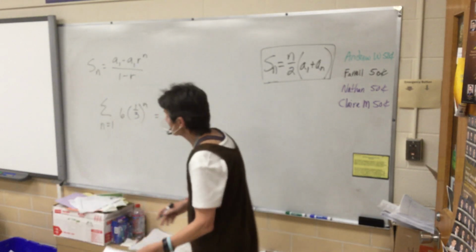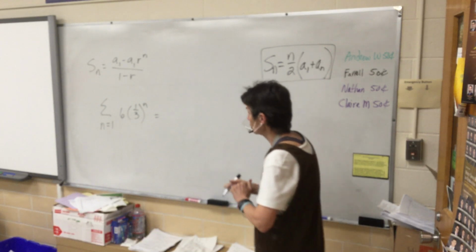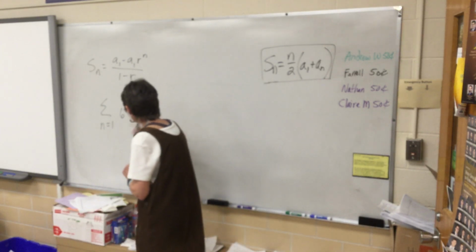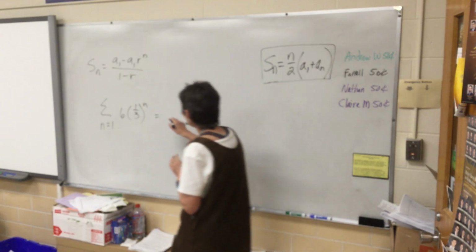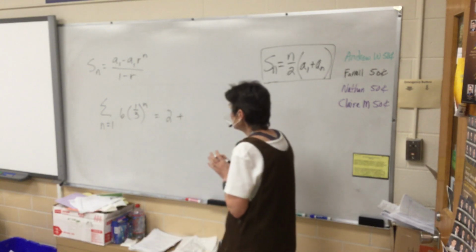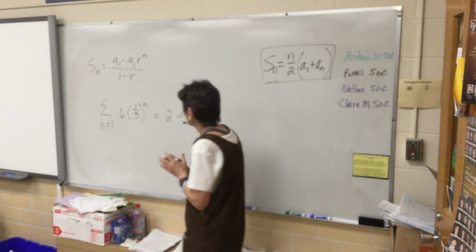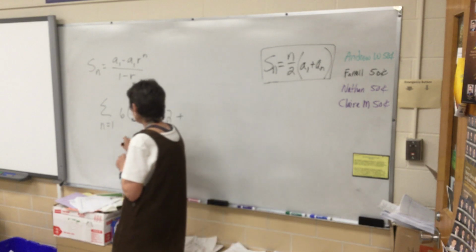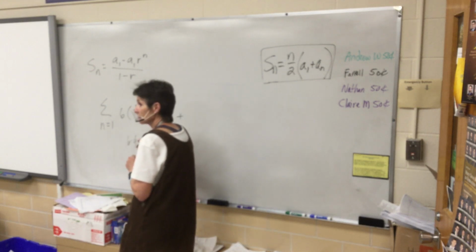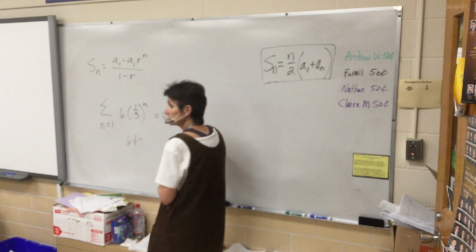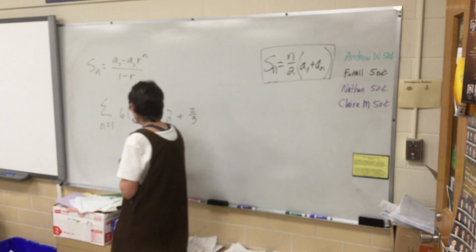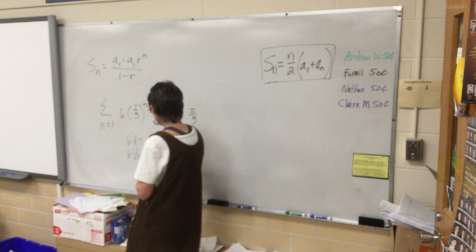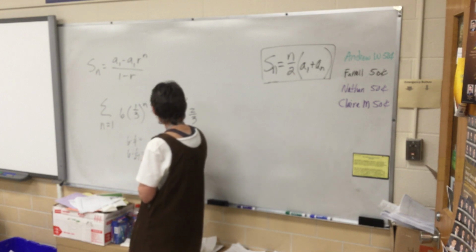First of all, I want to look at some of these terms so I can kind of figure out what's going on. If I put a 1 in, what do I get for my first term? 2. And if I put in a 2, I would get 6 times 1/9, which is 2/3. And if I put in a 3, I would get 6 times 1/27, which is, let's see, 3 goes into there, 2/9.